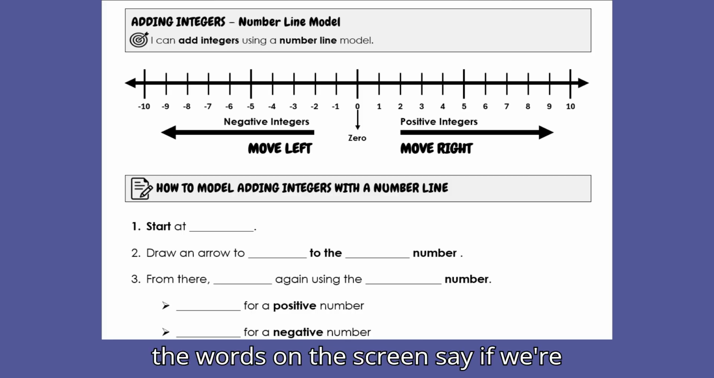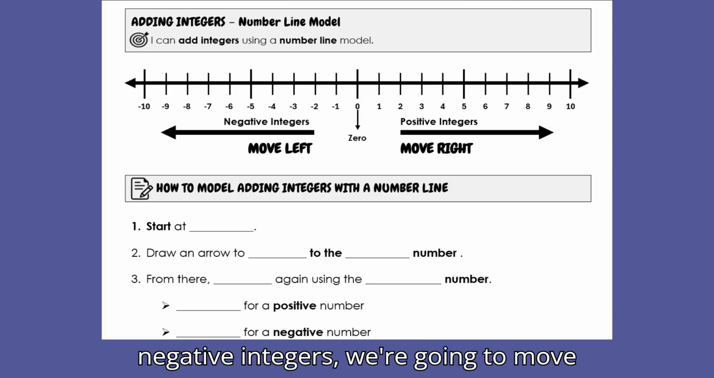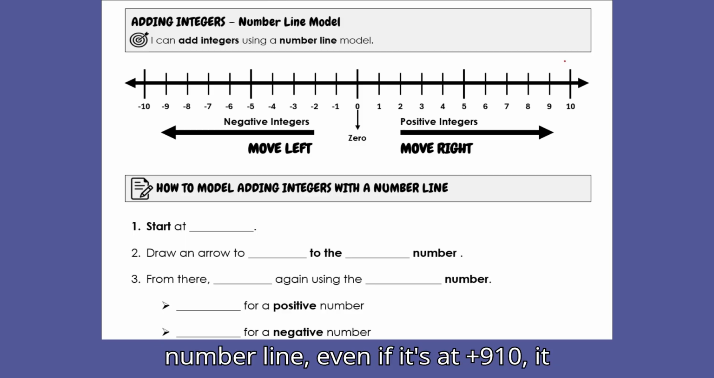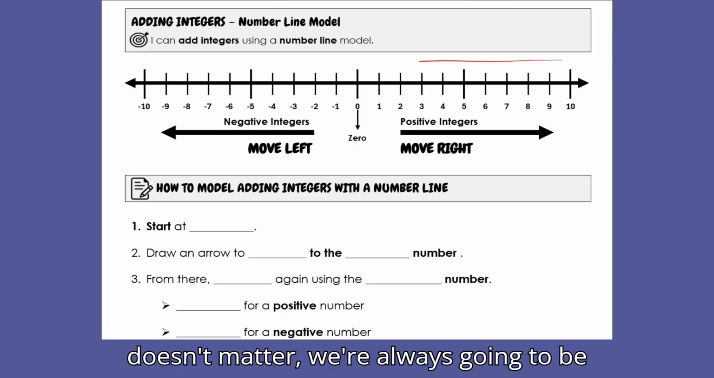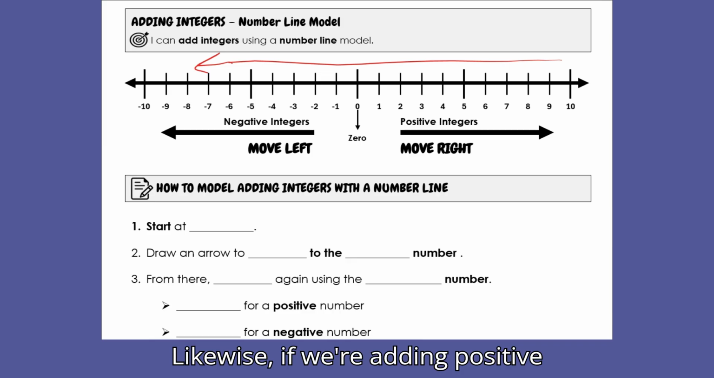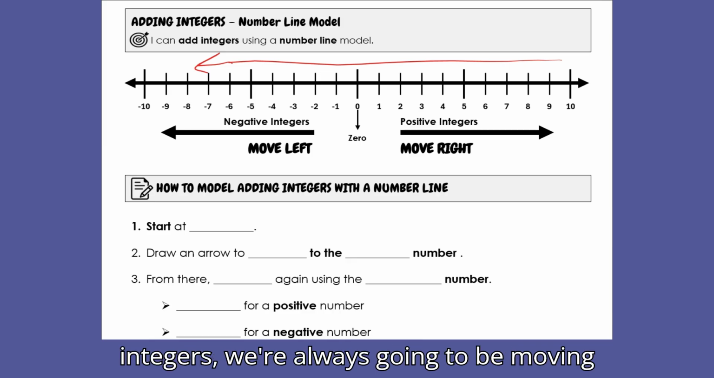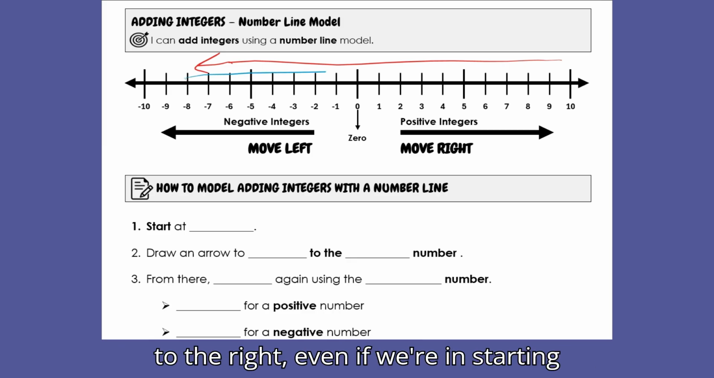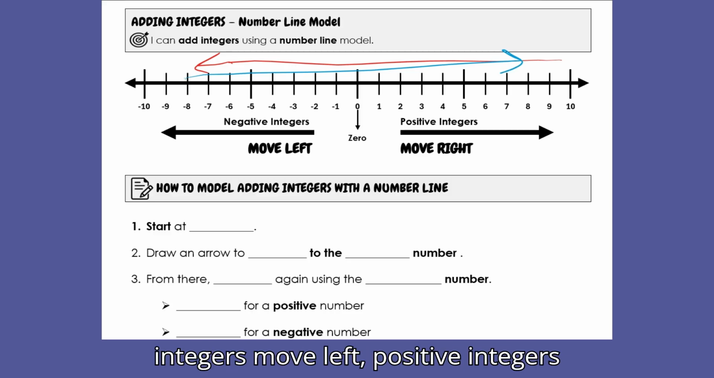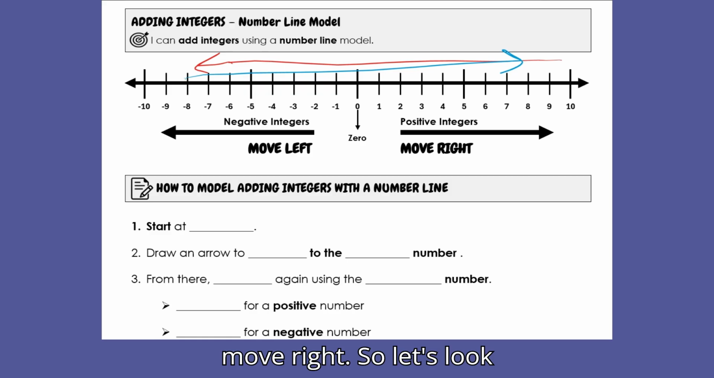Now, the words on the screen say if we're adding negative integers, we're going to move left. I want to be clear that no matter where we start on the number line, even if it's at positive 9 or 10, we're always going to be moving left for negative integers. Likewise, if we're adding positive integers, we're always going to be moving to the right, even if we're starting in the negatives. Okay, so negative integers move left, positive integers move right.